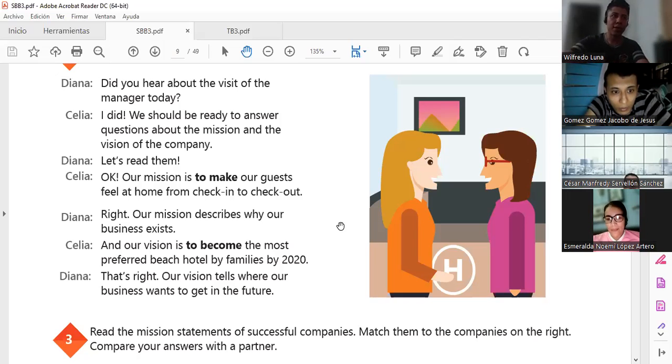Hotel by families by 2020. Okay. That's right. Our vision tells where our business wants to get in the future. In the future. Very good. Excellent. Okay. Good job. Switch places.